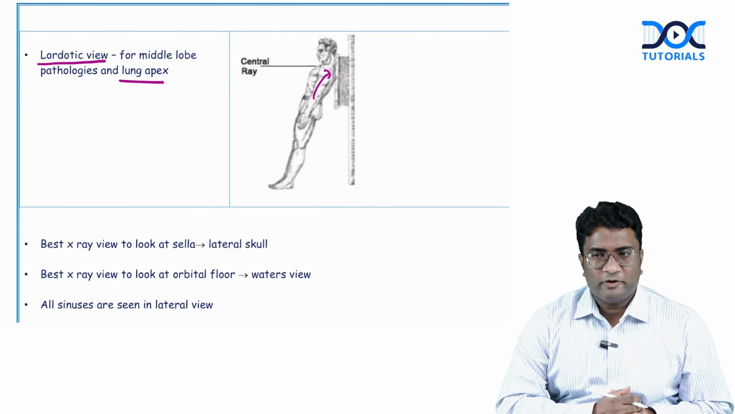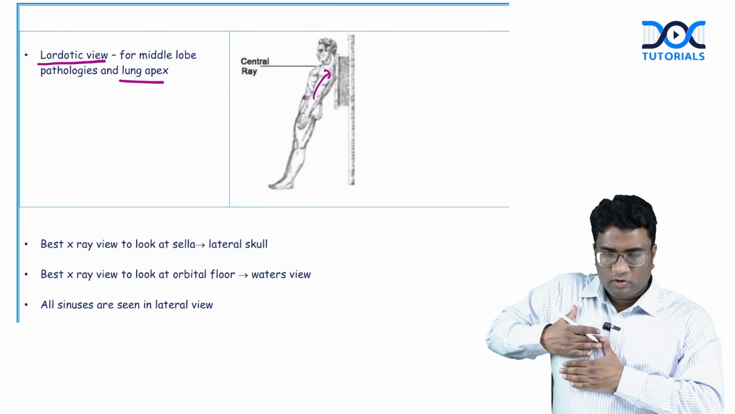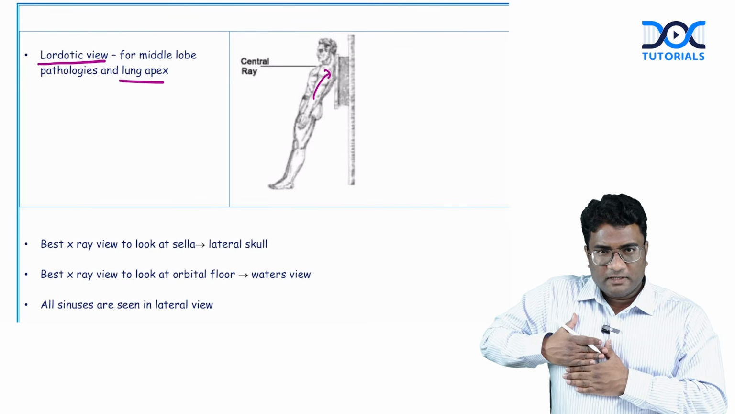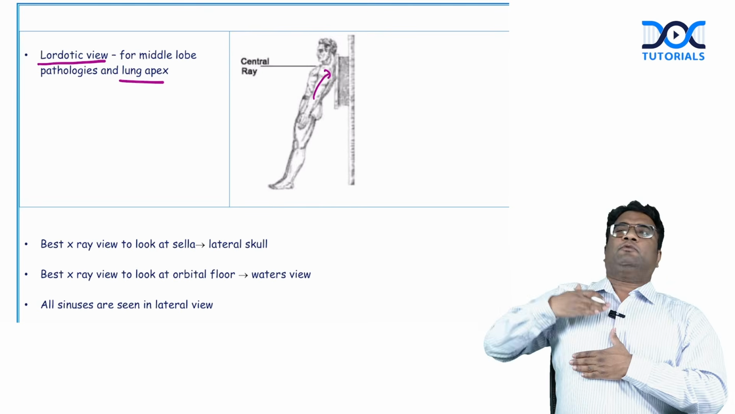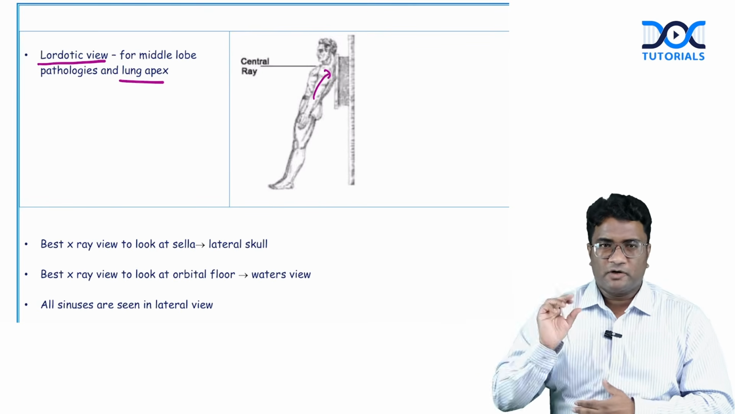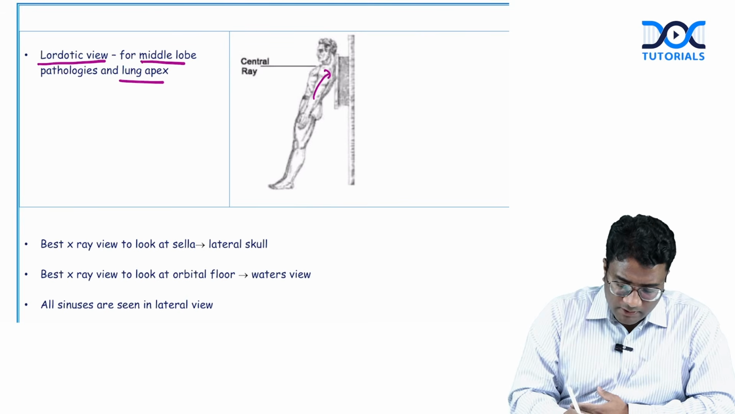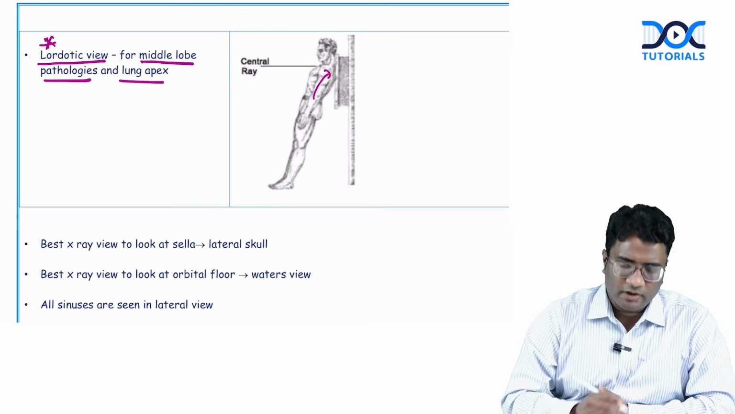And also when you take a deep inspiration, between the upper lobe and the lower lobe, the middle lobe will be obscured, will be hidden. When you go in a lordotic view, you can see the middle lobe pathology better. So lordotic view is used for looking at middle lobe pathology and for lung apex.